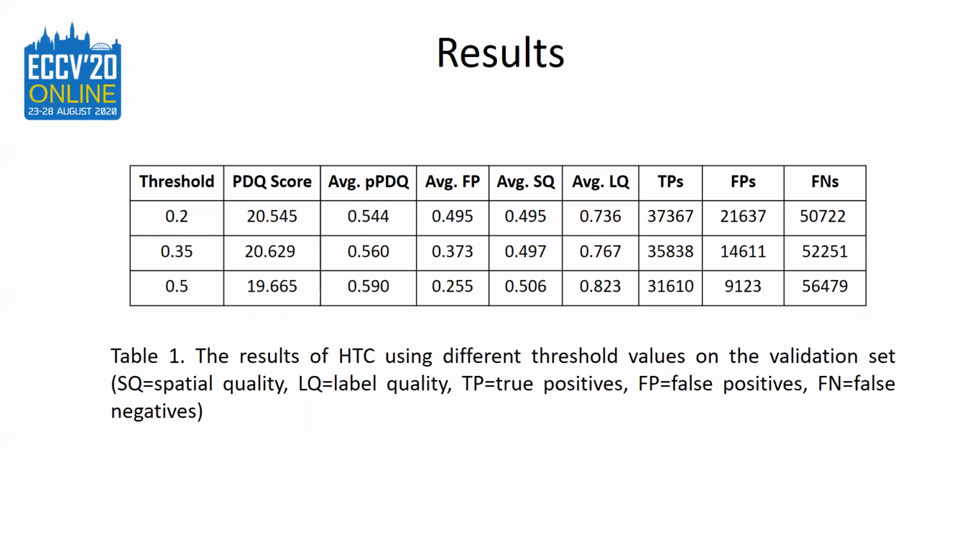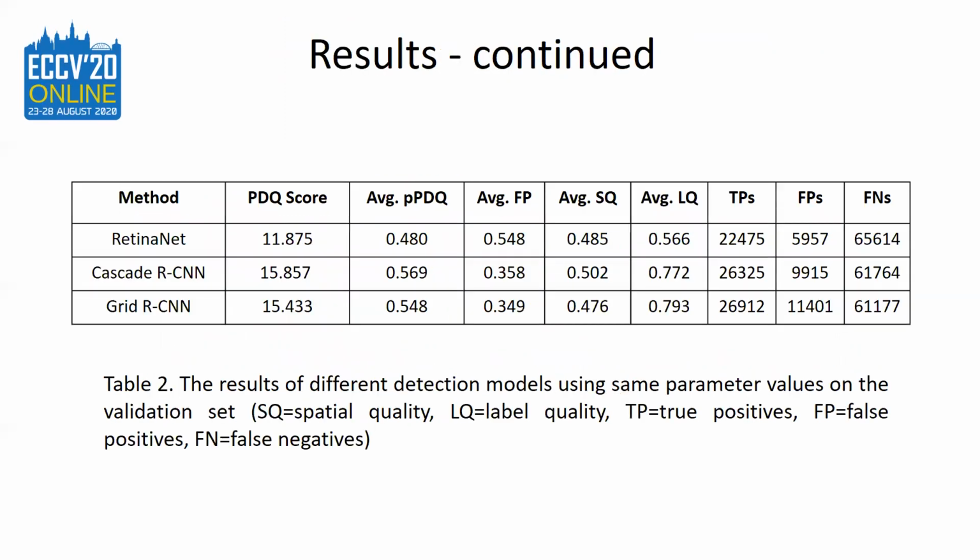The following are the results from various experiments with both ensembles and single object detectors. The first table here shows the results of Hybrid Task Cascade that we used with different confidence thresholds on the validation set. We achieved best results with the confidence threshold of 0.35. The second table shows the results on the other 3 detection models on the validation set.